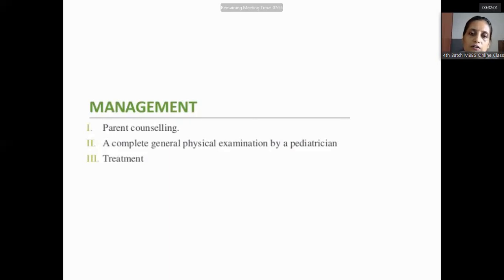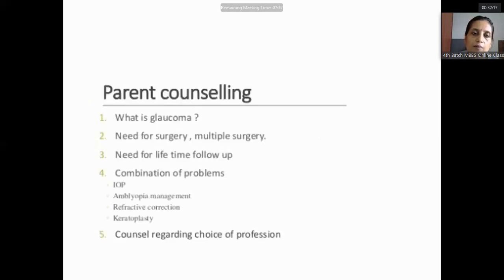A complete general physical examination by the pediatrician is also very important. There can be other congenital anomalies also. Whenever the management question comes to you in case of congenital glaucoma, these three patterns you have to explain. In parents' counseling, what are the things you will say? What is glaucoma? Why is surgery needed? Why are multiple surgeries needed? Need for lifetime follow-up?